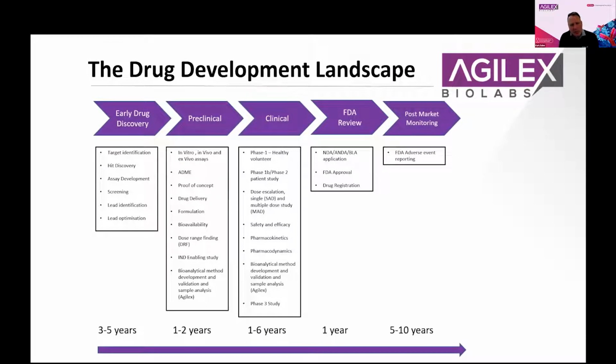This slide provides a brief snapshot of the development landscape, right through from early drug discovery, where you're identifying those targets that are so specific for the disease indication, optimizing your leads, and generating your first molecules to take through into preclinical and clinical safety studies. These take up to 15 years, as you can see from the time scale at the bottom. The period we're really interested in here is the bioanalytical method development, validation, and sample analysis. That's where Agilex Biolabs sits and the topic of today's discussion.